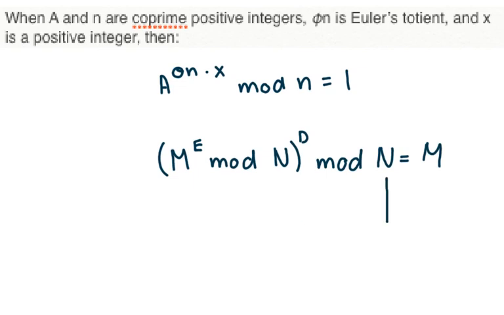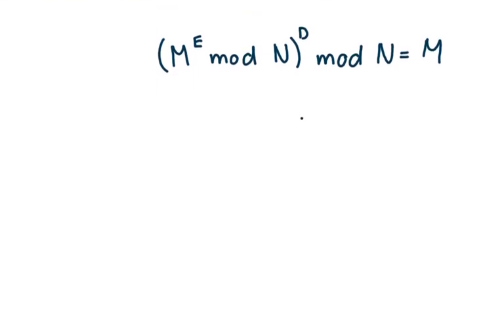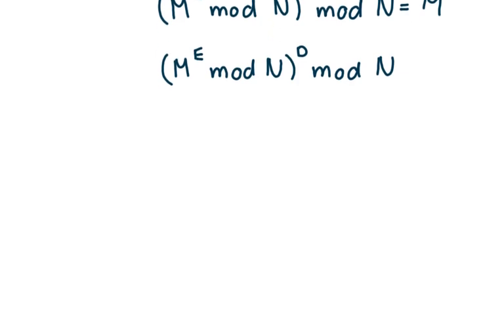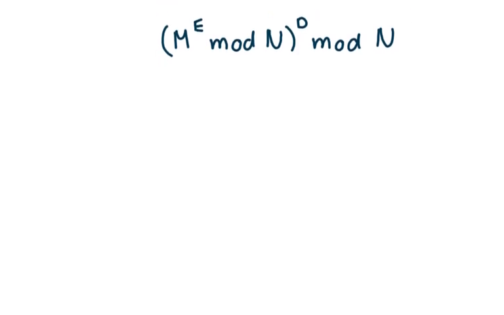Okay, so what we're first going to try to do is simplify this expression, m to the e power mod n, all raised to the d power mod n, to m. But first, one quick note. I think I may have mentioned in my earlier videos that m has the restriction that it must be less than n and coprime to n.